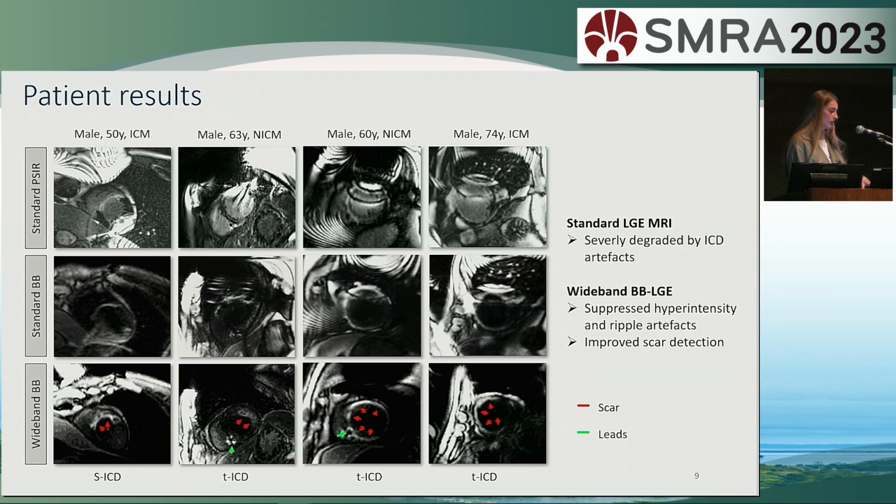So all the images using standard PSIR and standard black blood were severely degraded by the presence of ICD, with hyperintensity and ripple artifacts. And using wideband, we were able to suppress those artifacts while improving very nicely the scar tissues.